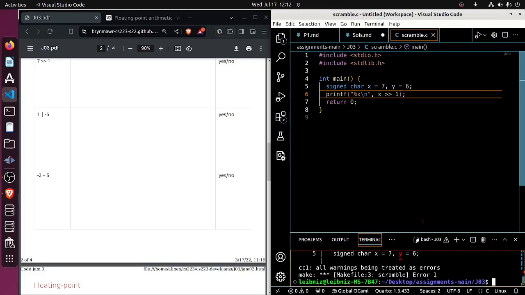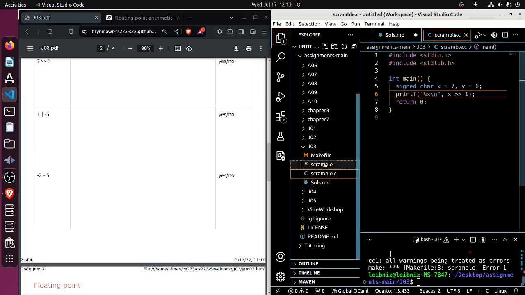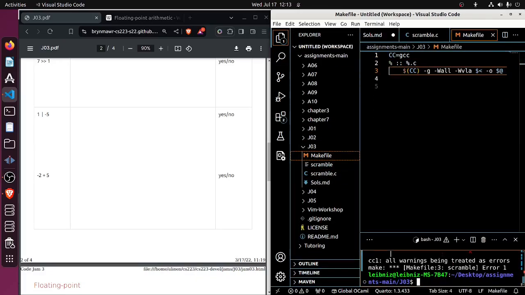Oops. Oh, and it doesn't like that. Yeah, I don't like this warning system. I'm going to go to the makefile and turn these warnings off. Try this again. Okay, I think that's fine.